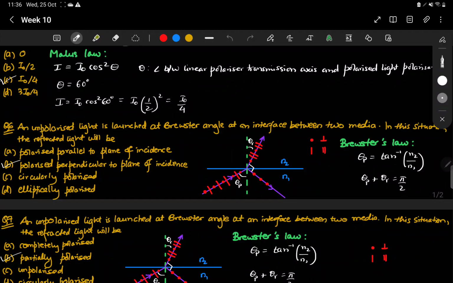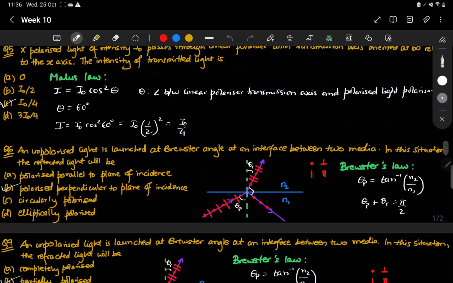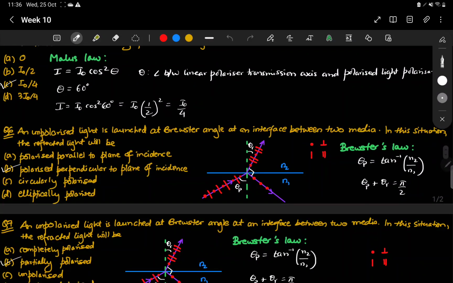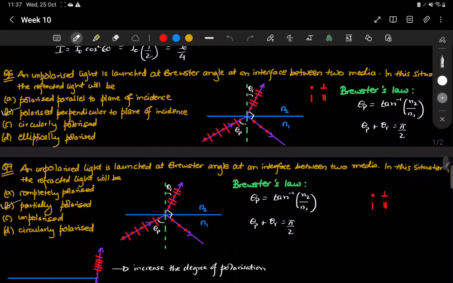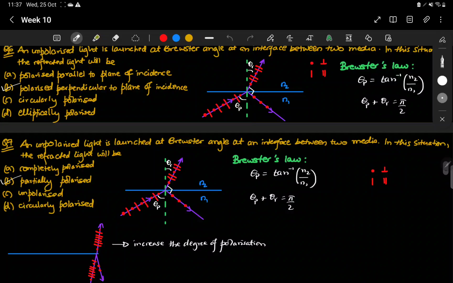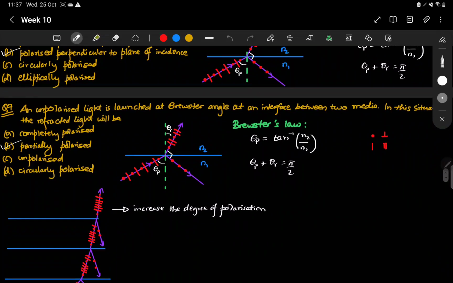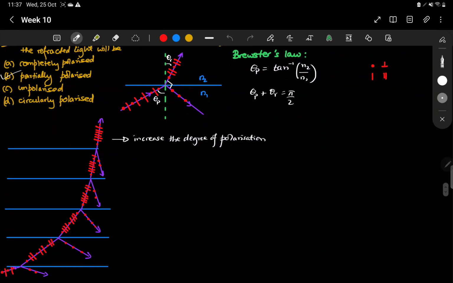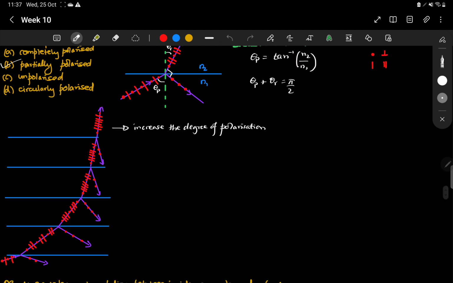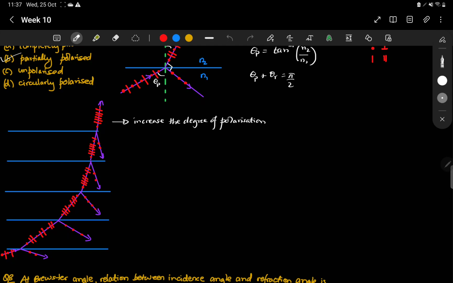When unpolarized light is launched at Brewster angle at an interface between two media, the reflected light is polarized, with polarization perpendicular to the plane of incidence. In this case, the refracted light is partially polarized. We can increase the degree of polarization of this partially polarized refracted light by having multiple interfaces, such that at each interface the ray is incident at the Brewster angle. This way we can increase the degree of polarization.